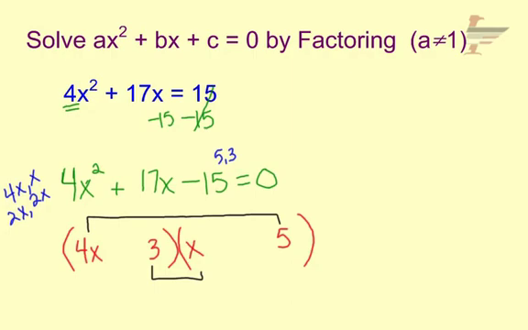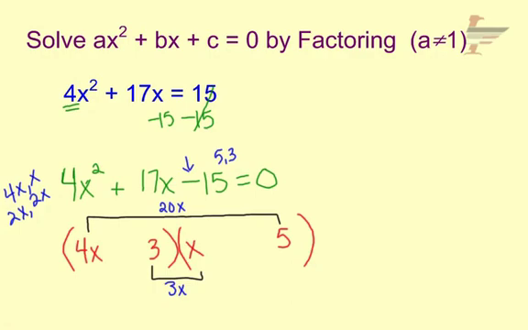Now let's figure out if we can get this positive 17x. So 4x times 5 is 20x. 3 times x is 3x. Can I combine these in any way to get a positive 17? I haven't talked yet about this negative 15. Because we're multiplying to get a negative number, I know that I need one plus and one minus.